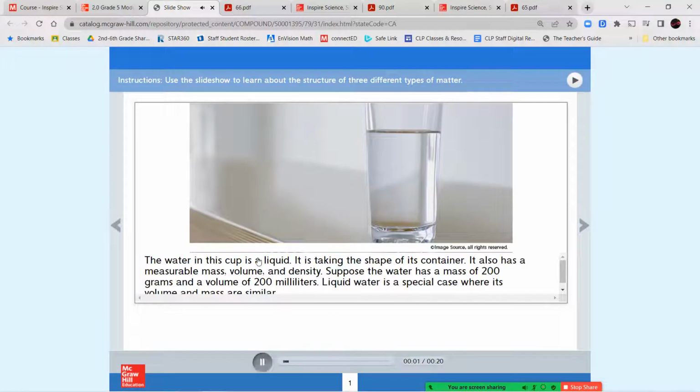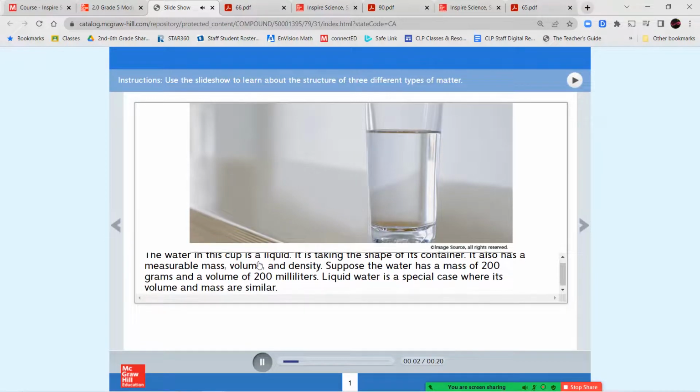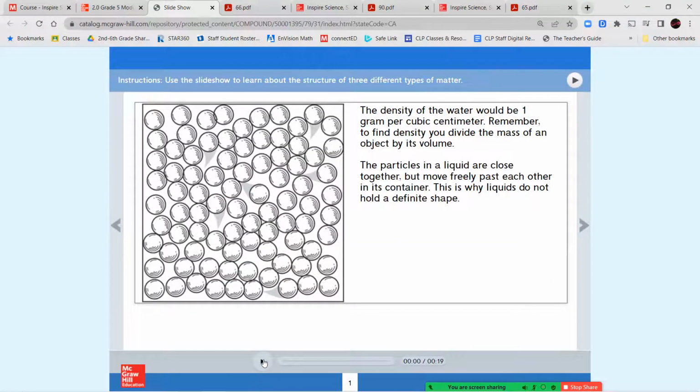The water in this cup is a liquid. It is taking the shape of its container. It also has a measurable mass, volume, and density. Suppose the water has a mass of 200 grams and a volume of 200 milliliters. Liquid water is a special case where its volume and mass are similar. The density of the water would be 1 gram per cubic centimeter.